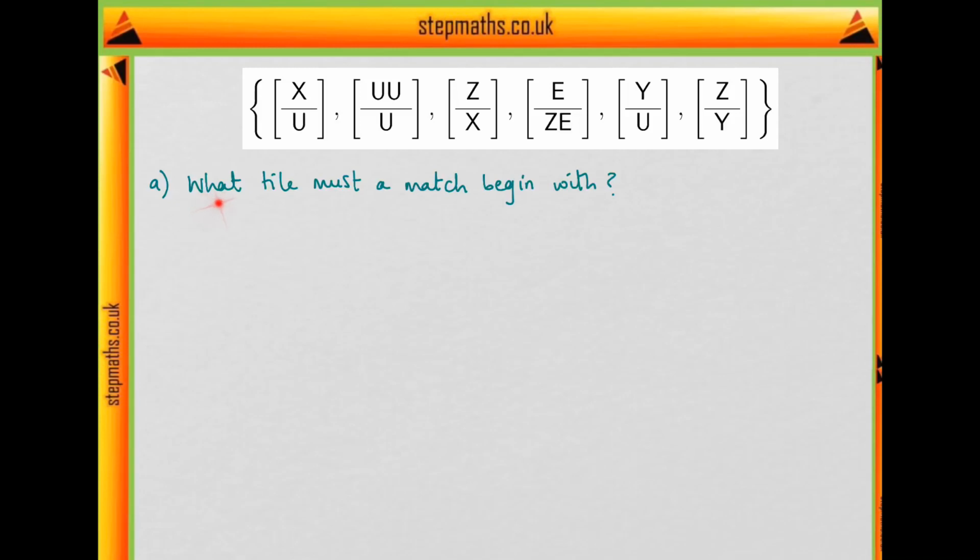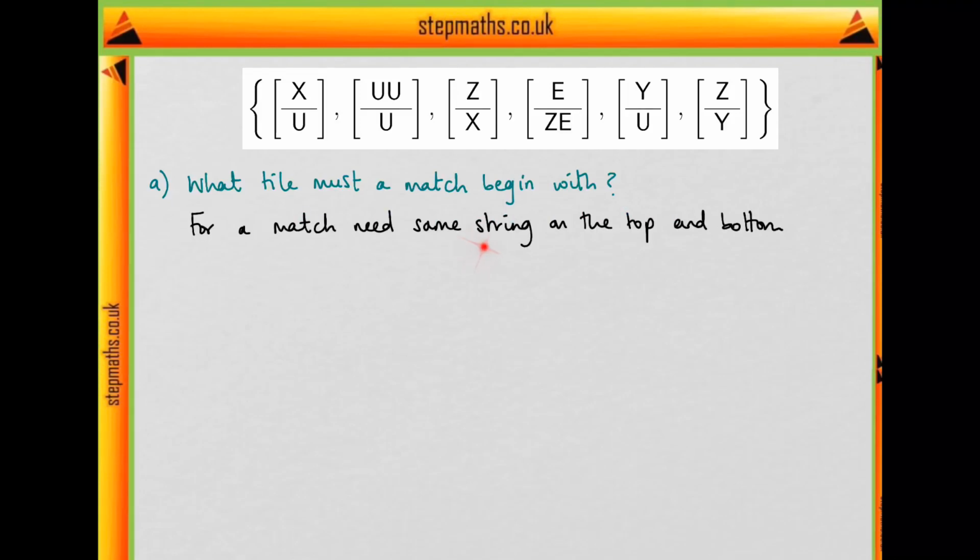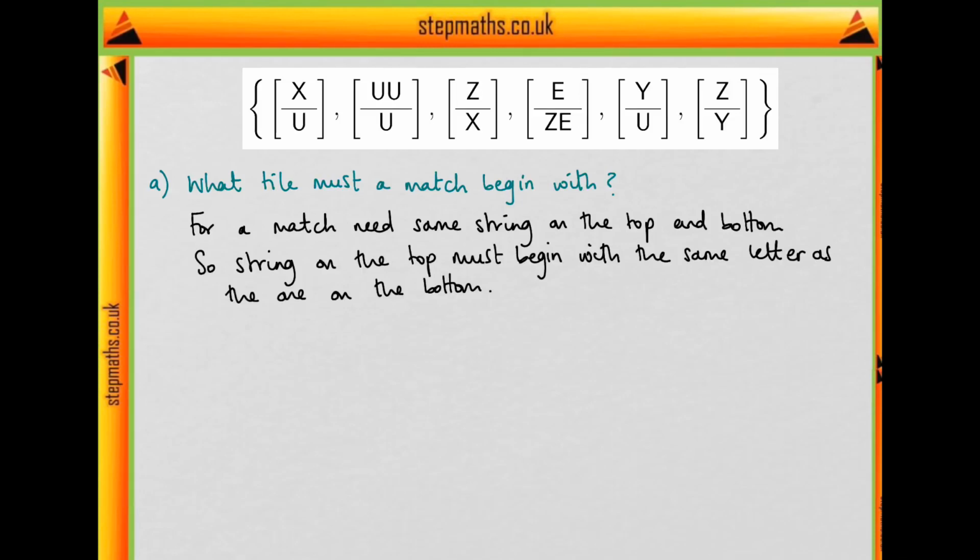And we are asked, what tile must a match begin with? Okay, so let's think about the start of our match. So we know for a match, we're going to need the same string of letters on the top as the bottom. And so the string on the top must begin with the same letter as the string on the bottom. And so whichever tile we choose to start our match with, the top of our tile must begin with the same letter as the bottom of our tile. And we can see that the only tile that's true for is this one. And so this is the tile we must begin with.